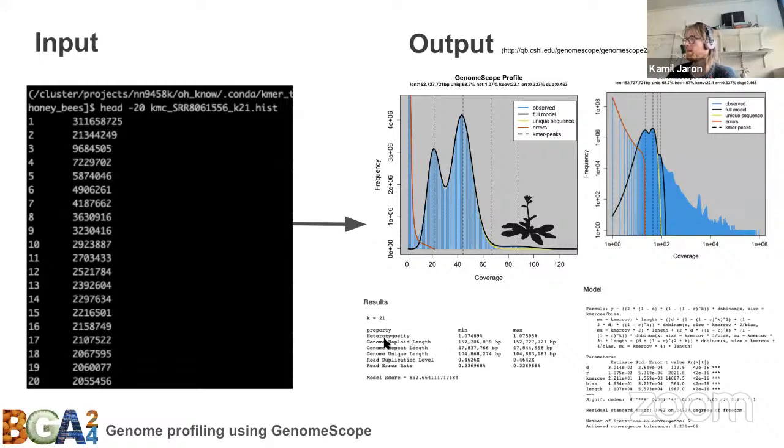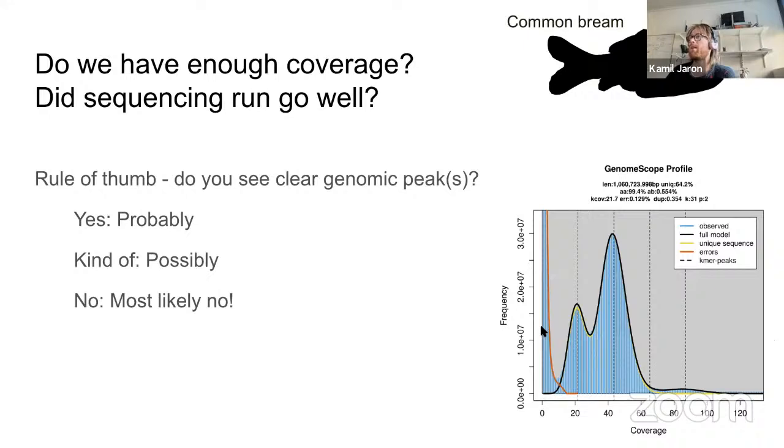So the heterozygosity, the genome length, the repeat length, fraction of unique sequences, etc. Right, and if you want to dig into it, you can see exactly how the model was constructed, and we will dig a tiny bit into that. So now I would like to get your input. Just looking at this k-mer structure, do you think we did well on sequencing this genome? Do we have enough coverage to assemble it?